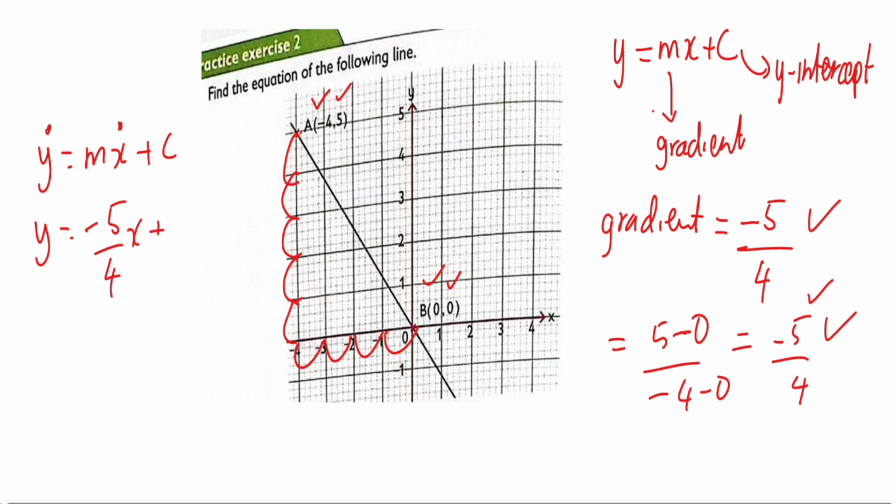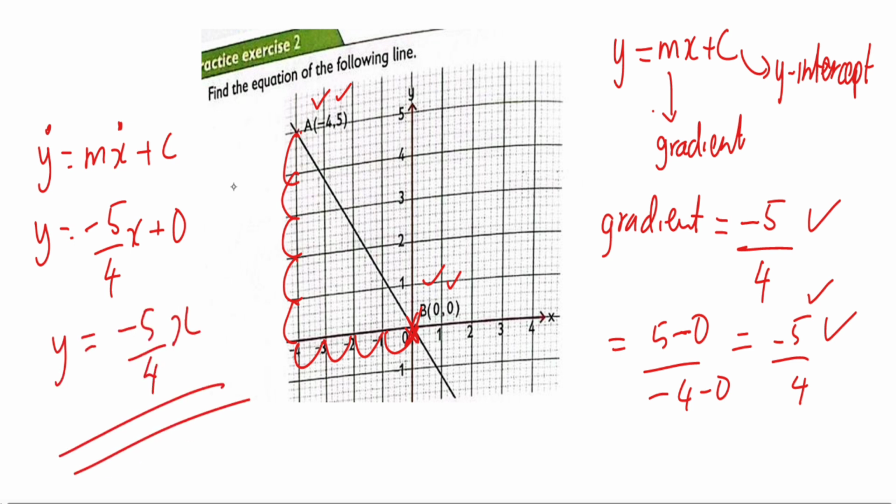Let's look at this line. It passes through the y-axis, and our y-intercept is this one, which is 0. So your equation should be y equals negative 5 over 4 x. So this is the equation of the line.